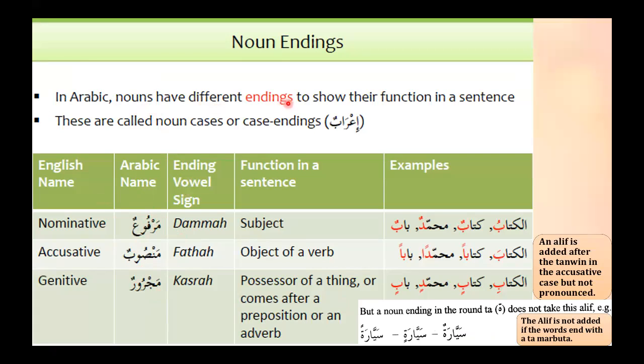Nouns have different endings to show the function in a sentence. These are called cases. So if there is a dhamma at the end, tanween dhamma, kitabu, kitabun, muhammadun, babun, we say the state is marfu'un. It is in a nominative state. Usually it's the subject of the sentence. If it has a fatha or a double fatha, kitaba, kitaban, muhammadan, we say the state is mansubun, accusative. Usually it's the object of a verb. We will learn about this slowly during the course of our lesson. The third state is with a kasra or a tanween kasra, and this state is called majrurun, genitive state. There are certain reasons why they are in that state. This is what we will learn slowly.